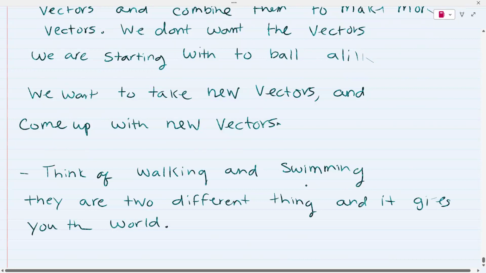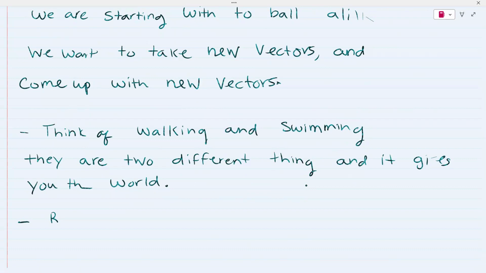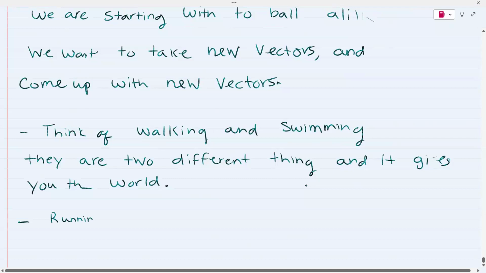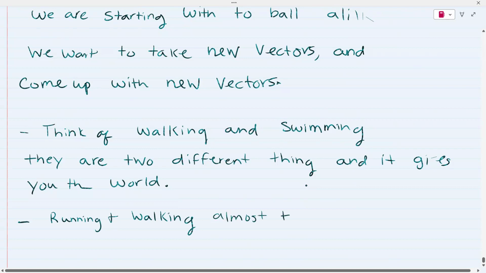But running and walking are almost the same. So what if you want to do running and walking? Walking and swimming, they're two different things, but they still give you the world. But what about running and walking, right? They're almost the same thing. Some people's walking is the same thing as other people's running. They both give you the world, or if you want to travel to the UK, that's fine.